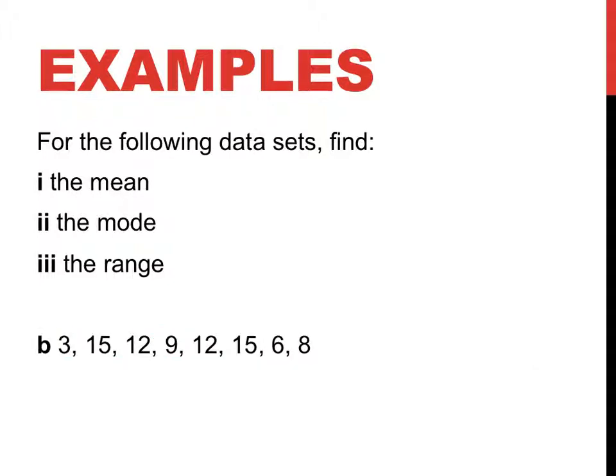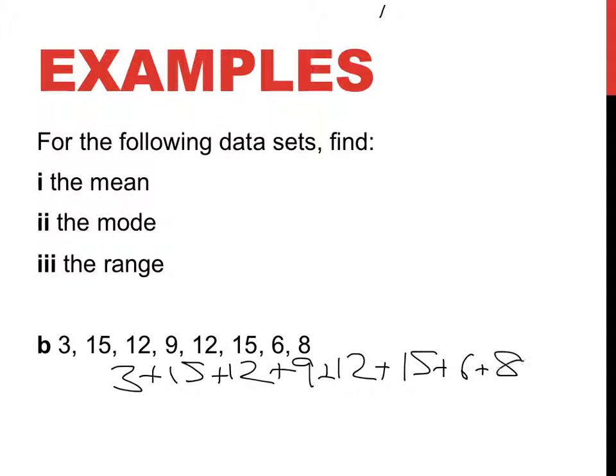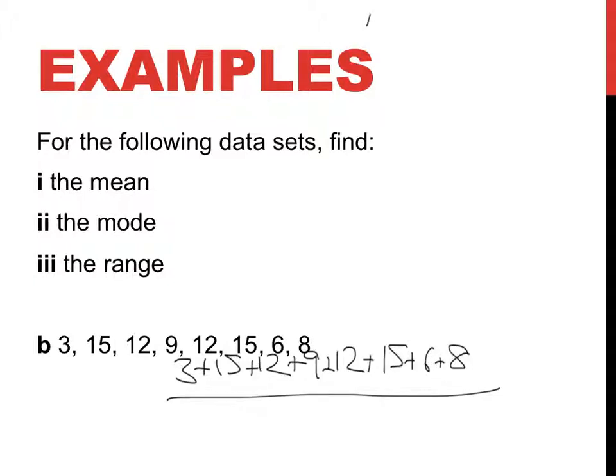Let's look at this one. 3, 15, 12, 9, 15, 12, and 8. If I add them all up, divided by how many are there? There is 1, 2, 3, 4, 5, 6, 7, 8. Divided by 8.